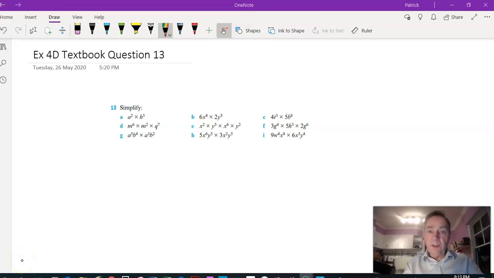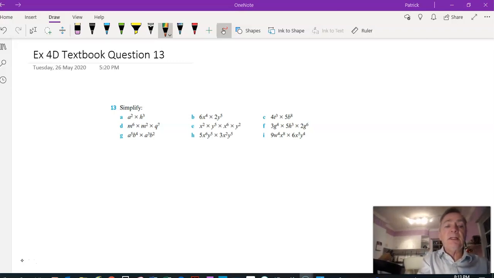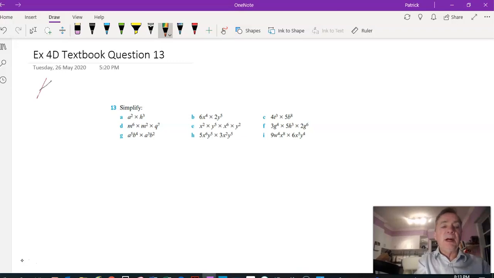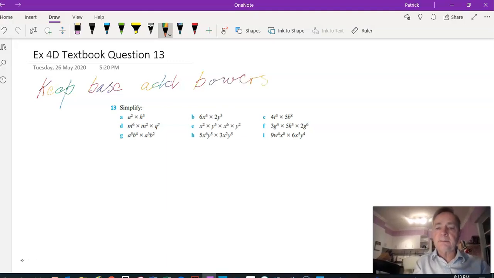Looking at question 13, we have to remember that the first index law deals with bases, or with numbers and powers of the same base. So we keep the base, add the powers. If it's not the same base, then you multiply them as we did earlier. Keep base, add powers. It's if they're the same base. Same base.